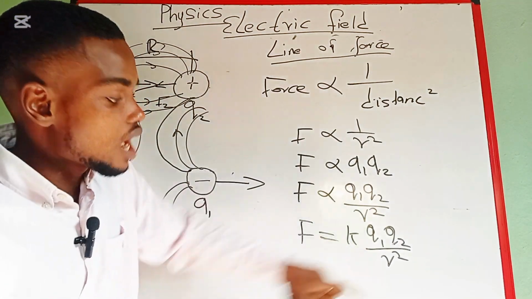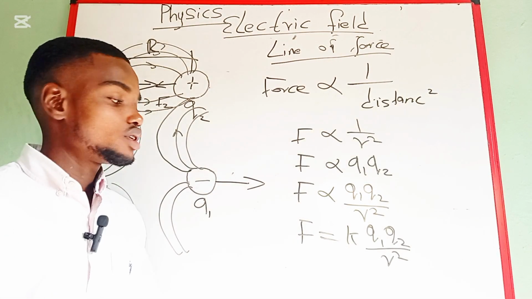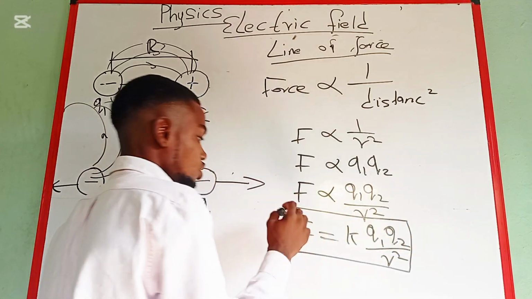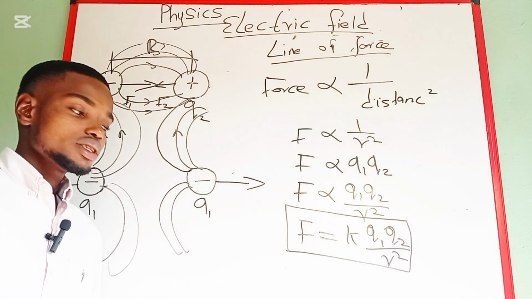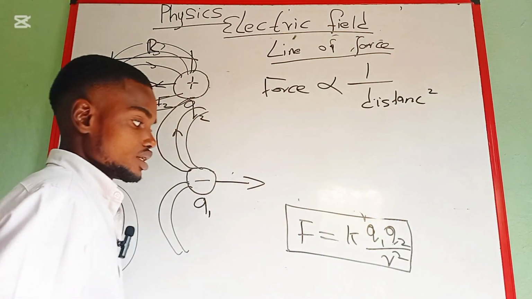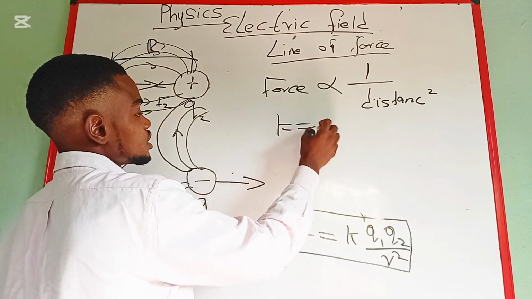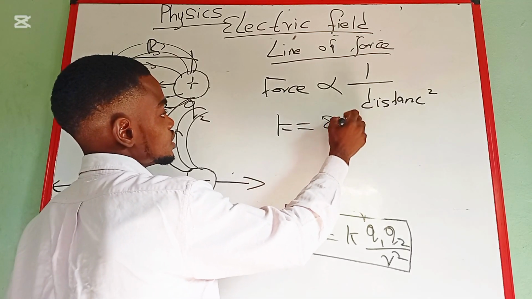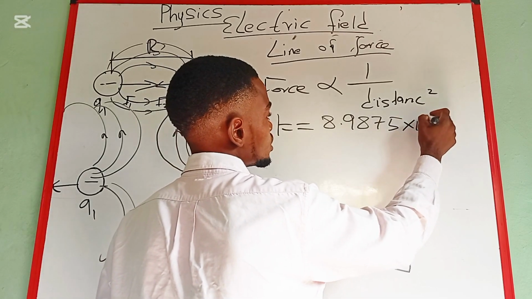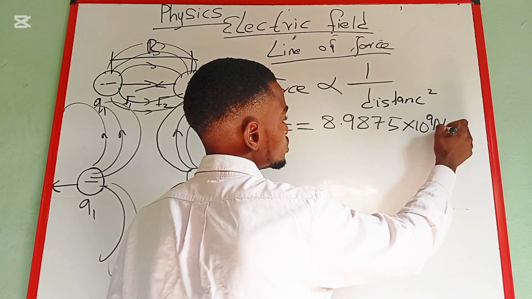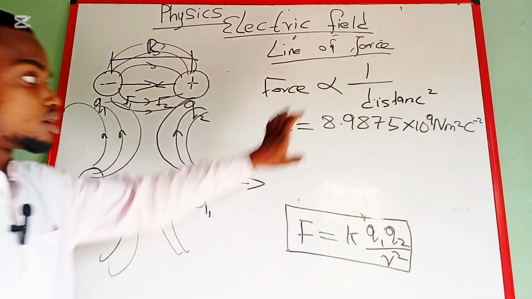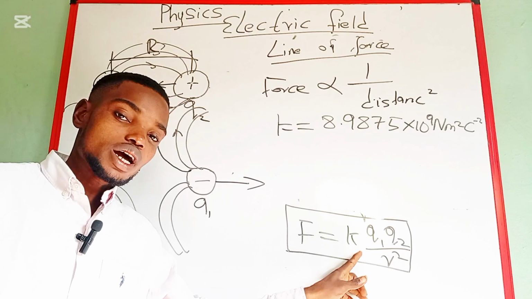So from this stopping point, what else do we need to know? This is the formula you need to know for the force of attraction in an electric field. That is the first formula. Now, also, the constant of proportionality here has a value equal to 8.9875 times 10 raised to power 9 newton meter squared per coulomb squared. This is the value of the constant that we have here.